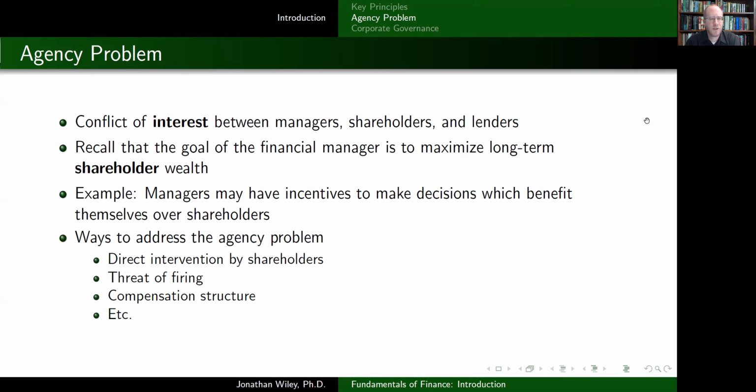So it turns out it can be difficult to completely address the agency problem. There's not one perfect way to do it, so that's why I have this et cetera on there. There are multiple different attempts and ways that this could possibly be done, but there isn't necessarily a perfect way to do it. But the general idea is that one of the things companies should try to do is address that agency problem and get managers thinking like shareholders and making decisions like shareholders. So that's the idea.